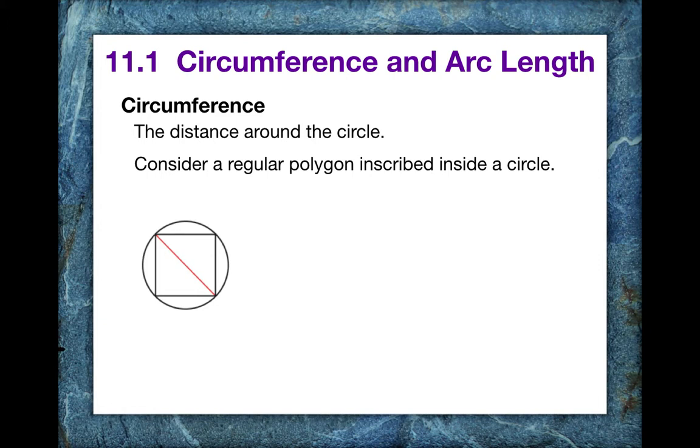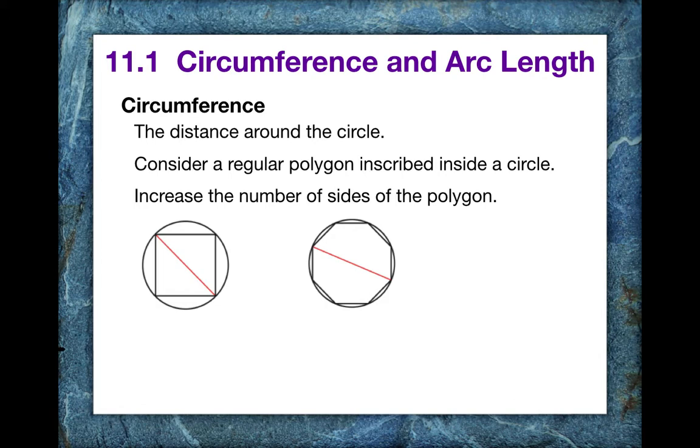Consider that we have a regular polygon. Let's try a square, and we're going to inscribe it inside of a circle. And then we're going to increase the number of sides of the polygon. If we do that, you notice that it fits more snugly each time that we increase the number of sides of the regular polygon in the circle. So actually the polygon is turning into a circle.